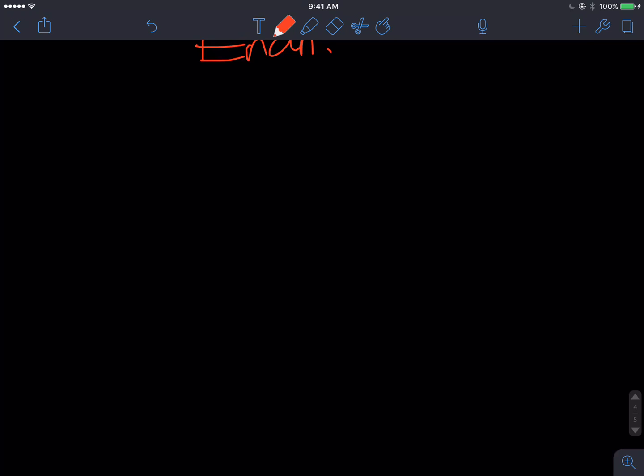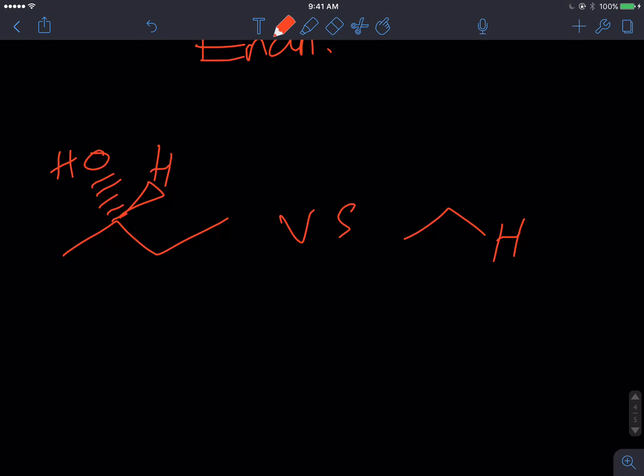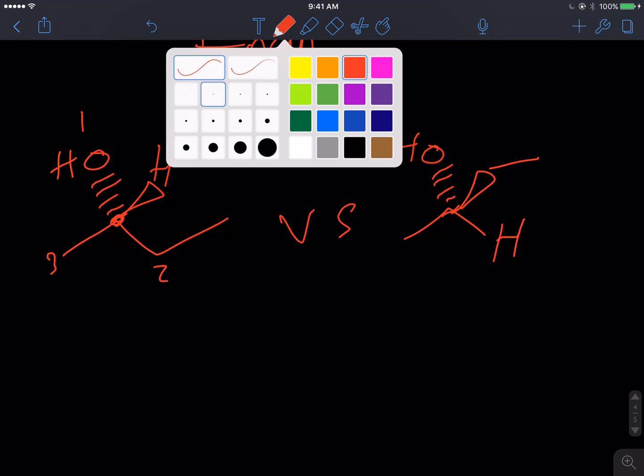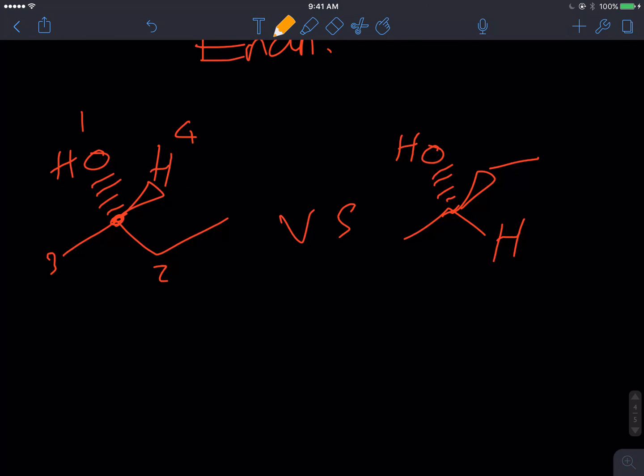And how about this versus this? Now this one is number 1, number 2, 3, and 4, and now you flip it, right? Because this one is number 4, we don't like it, so switch number 1 and 4, and 2 and 3. So it's 1, 2, 3. So this one is S.